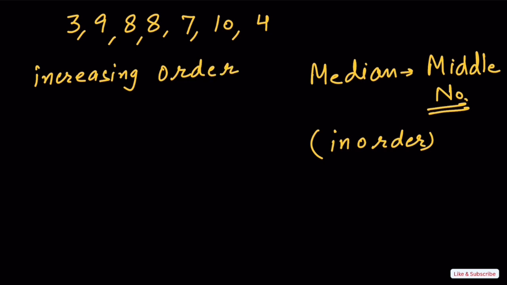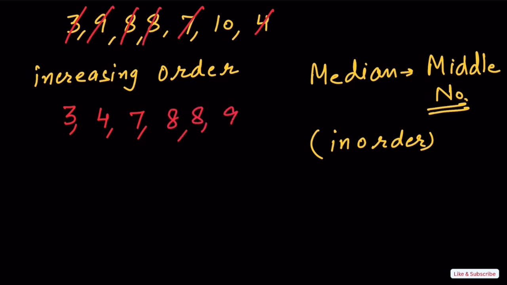Now the smallest number in the data is 3, which I can see. After 3 we have 4. After 4 we have 7. After 7 we have 2 8s. After that we have a 9, and after that we have a 10. So this is the data which is arranged in an order.